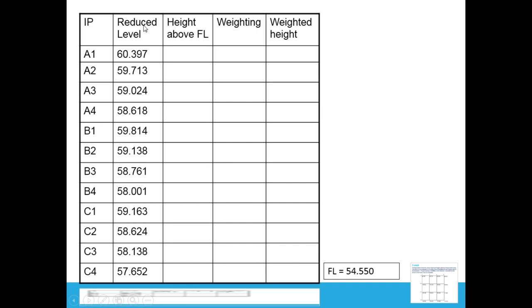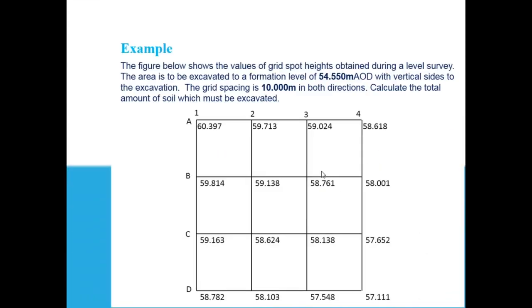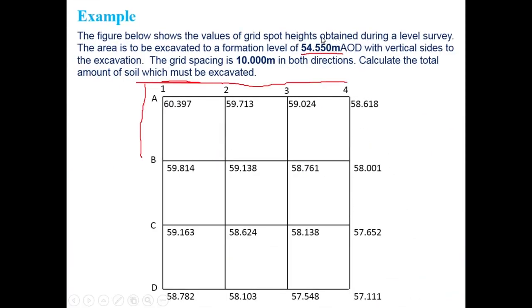Until now, we haven't calculated anything. We have just transferred the numbers from the grid to this table. Now first we are going to calculate the height above the formation level. Do you remember the formation level? This number given to you here, this is the formation level. We are going to excavate the ground level to a formation level of 54.550.